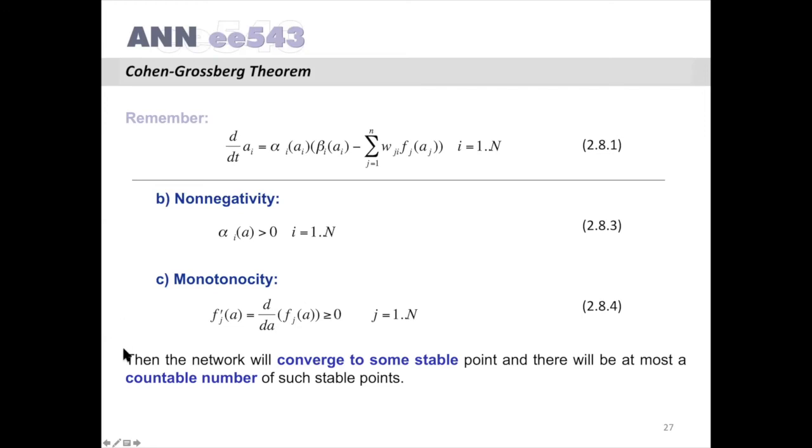If these conditions are satisfied, then the network will converge to some stable point, and there will be at most a countable number of such stable points. So the given dynamic with the given conditions is guaranteeing the stability of the network.